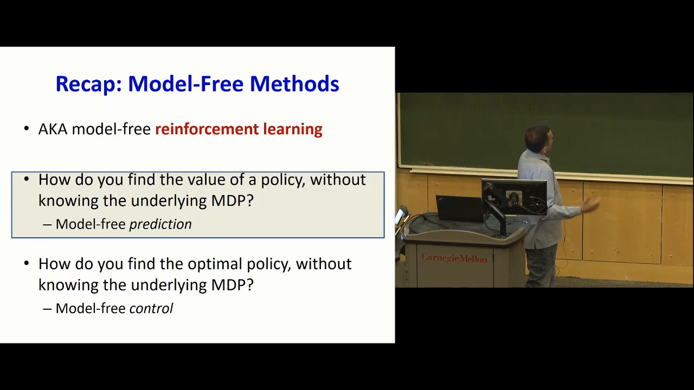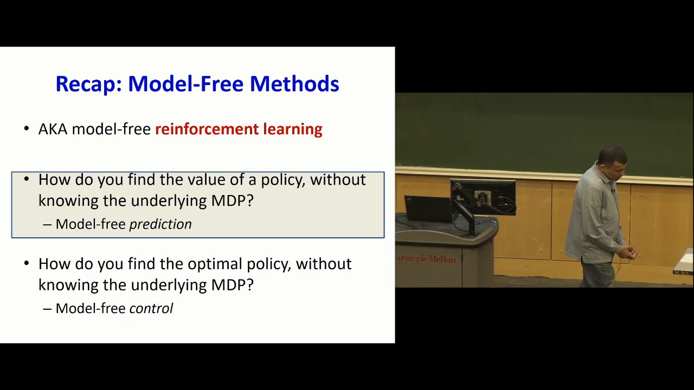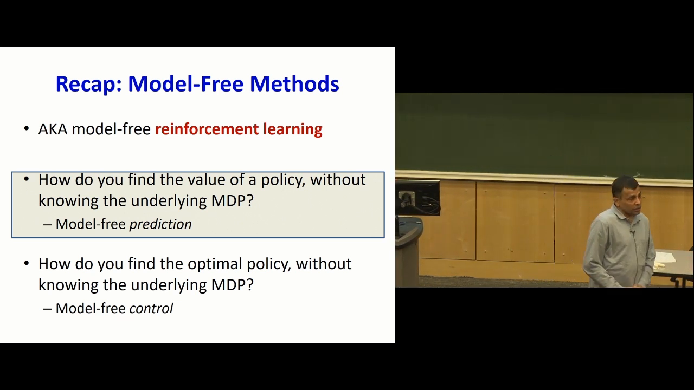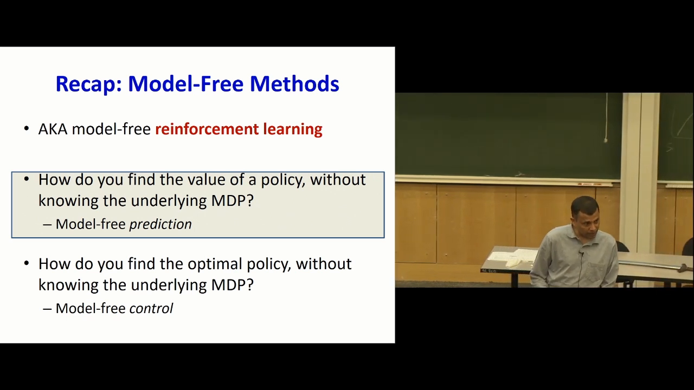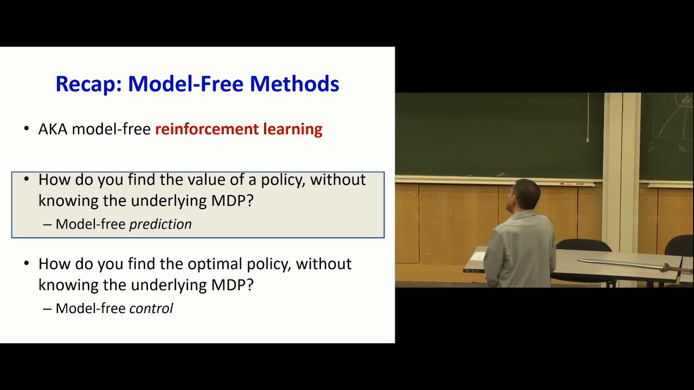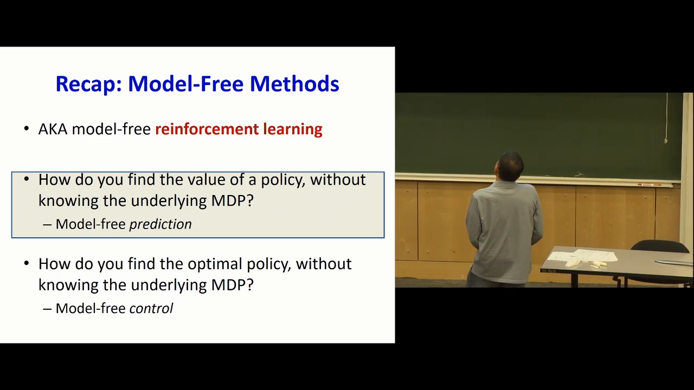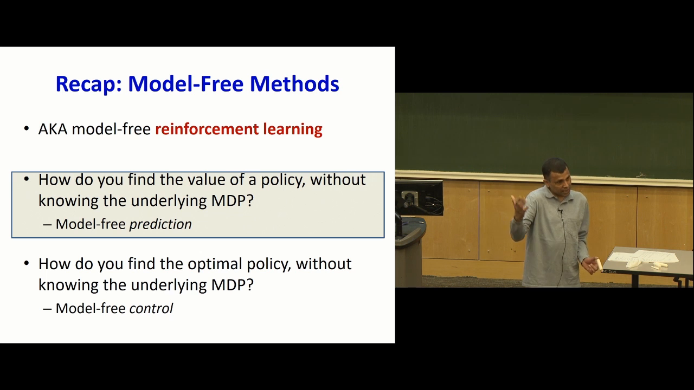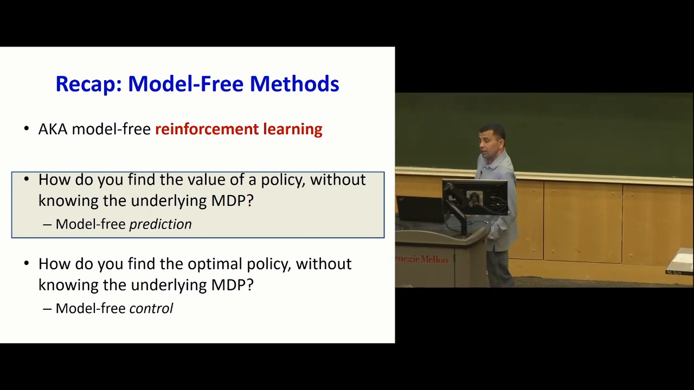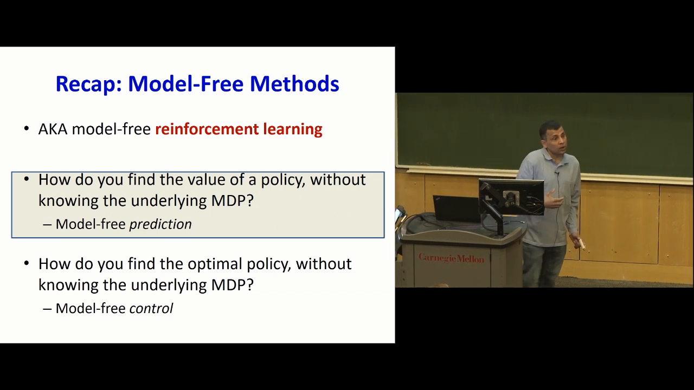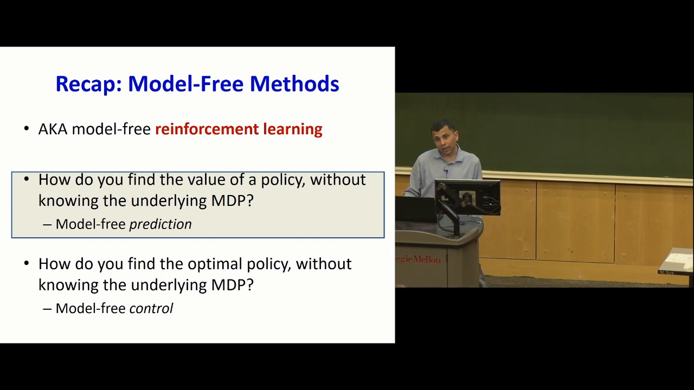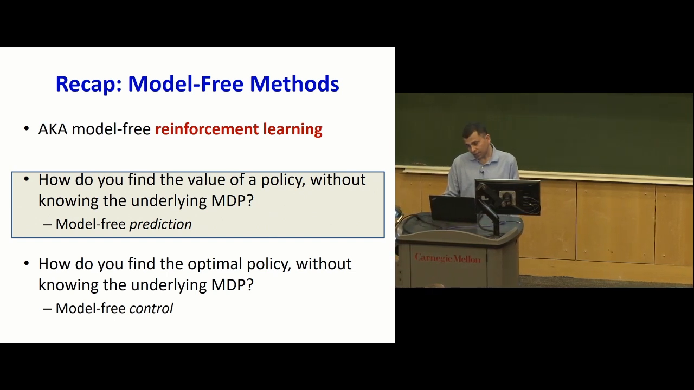Here again, we can think of two different problems. You still have a policy. The policy states what actions you're going to take with what probability in each state. So given a policy, how do you find the value of the policy? What do I mean by that? How do you find the value of each state, so how do you find the value function? Or how do you find the value of each state action pair, so how do you find the action value function, given the policy, but not knowing the underlying transition probabilities?